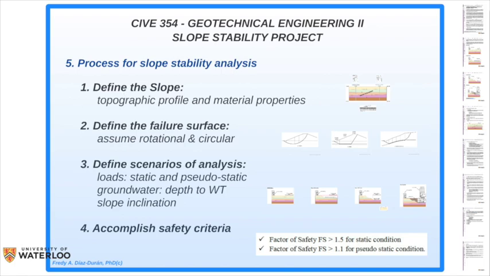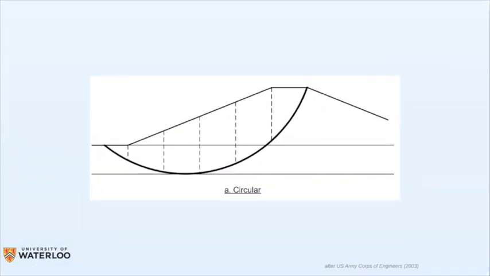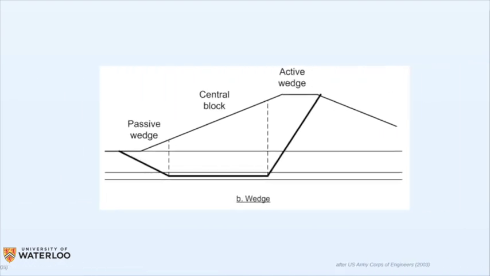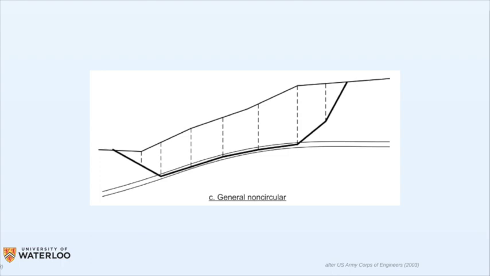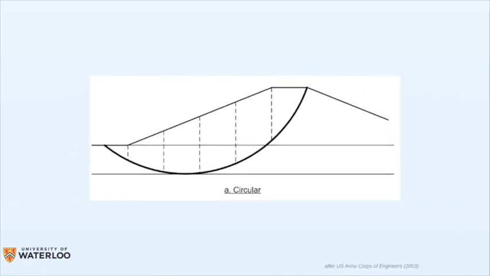Now we are going to consider the failure surface. To consider the failure surface, we have many options. We could do it with perfectly circular surfaces, or with this kind of wedge, or with this kind of irregular surfaces. We say this is rotational because the principal component of the movement is rotational, but that doesn't mean that the surface always has to be circular. However, circular is the easiest one, and we are going to use circular surfaces for the project, okay?